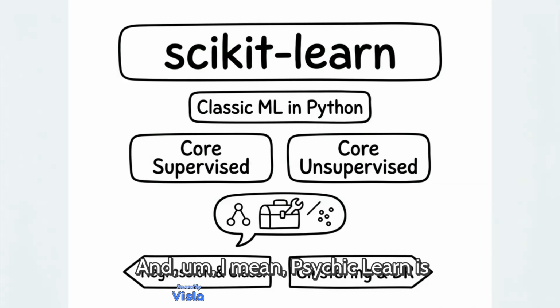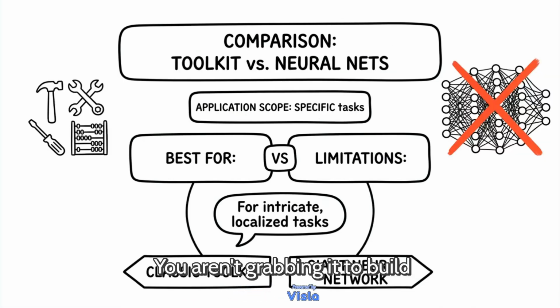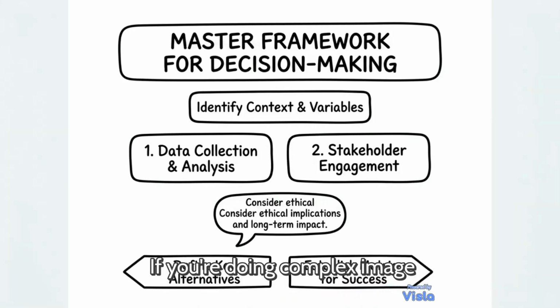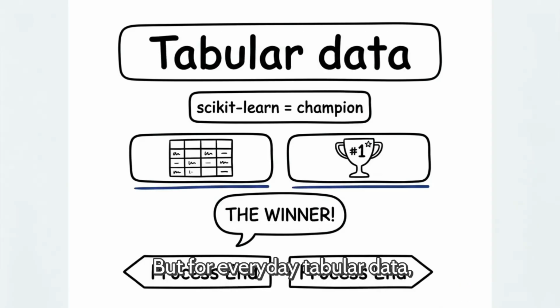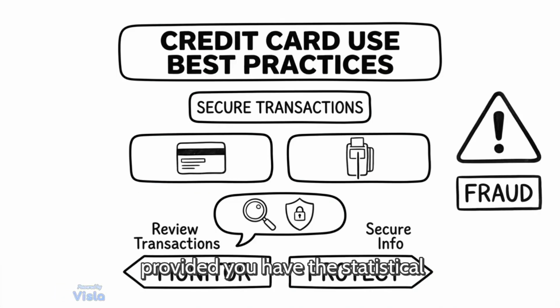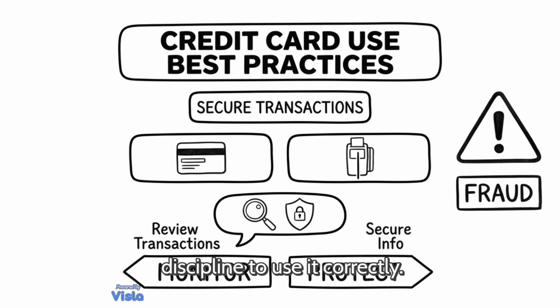No, definitely not. And scikit-learn is the gold standard for this kind of classical machine learning in Python. You aren't grabbing it to build massive data-hungry neural networks. You're not building the next ChatGPT with it. Exactly. If you're doing complex image recognition, you're living in TensorFlow or PyTorch. But for everyday tabular data, the kind that runs most businesses, scikit-learn is the undisputed champion. It's incredibly reliable, provided you have the statistical discipline to use it correctly.